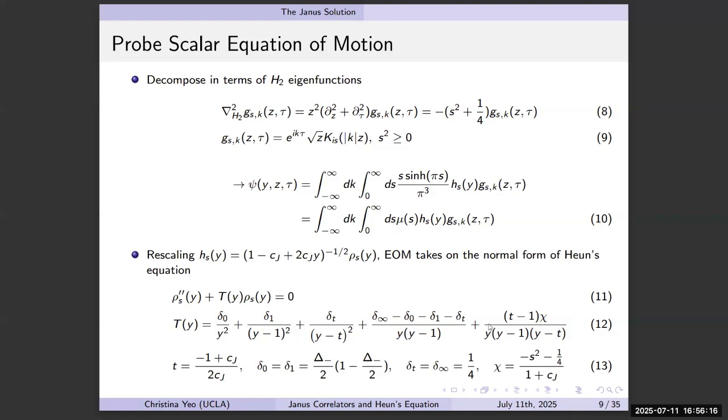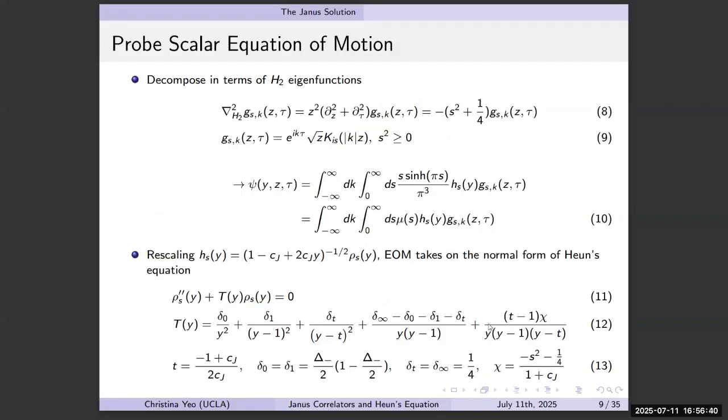What is G? This is the basis for the H2 Laplacian. What is the origin of G? Oh, it's a part of the scalar field. So we factorize the, yeah, this is our probe scalar, right? And then we factorize it like that so that we can just worry about the radial part. The radial equation of motion after this rescaling gives us this nice form. And I've written down how the parameters of Heun's equation relate to the parameters of our problem here.